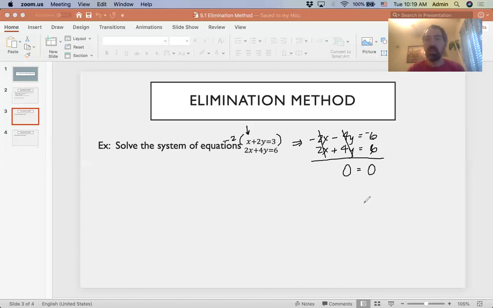All right, remember when we were working this example using the substitution method, we had a true statement. We had gotten 6 equals 6 in the substitution method. In this case, it's 0 equals 0. Anytime you have the same number equal to each other, that gives you a true statement, right? Which means that there are infinitely many solutions.